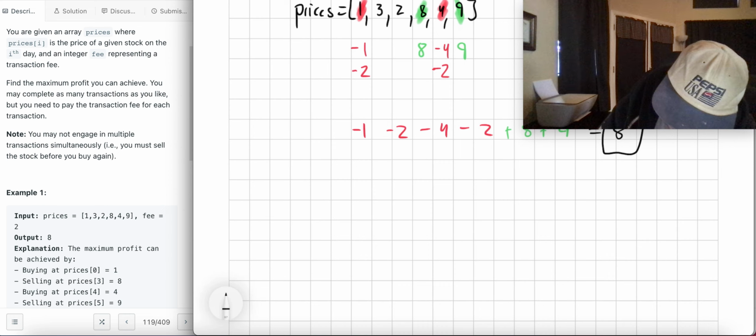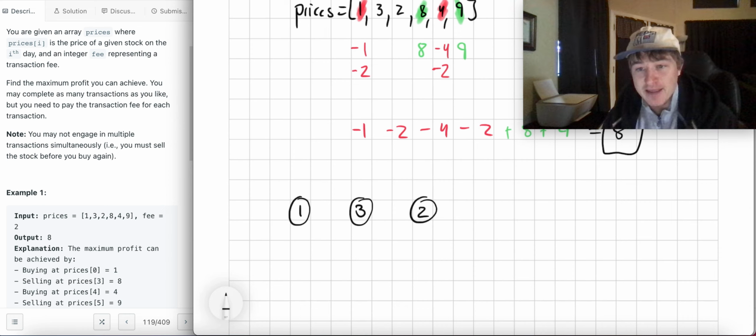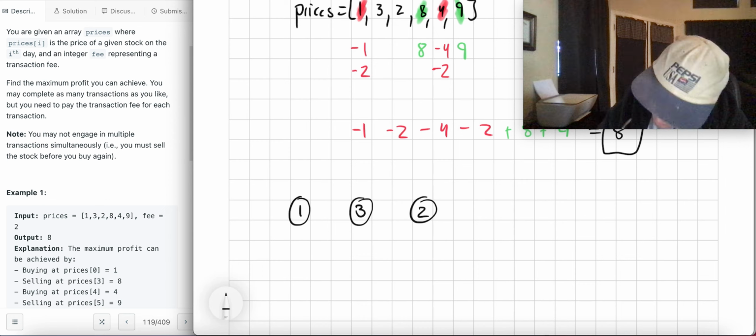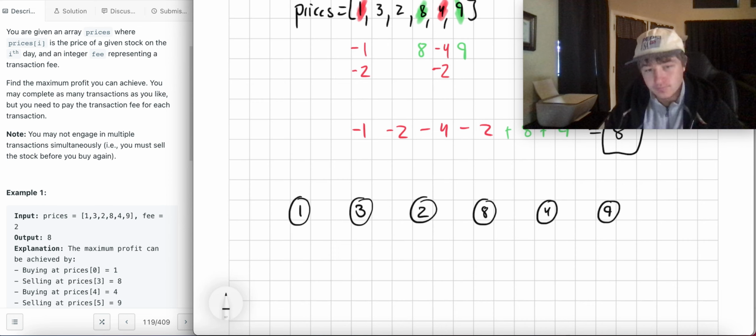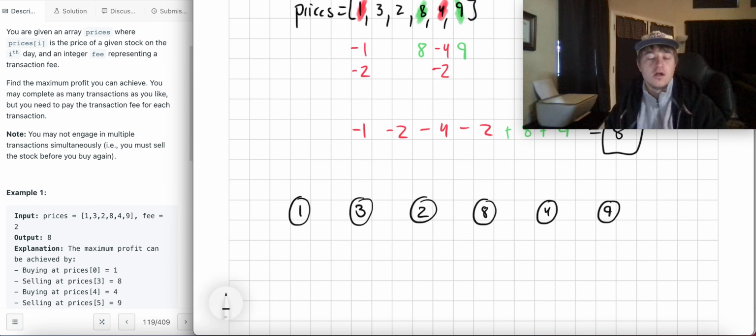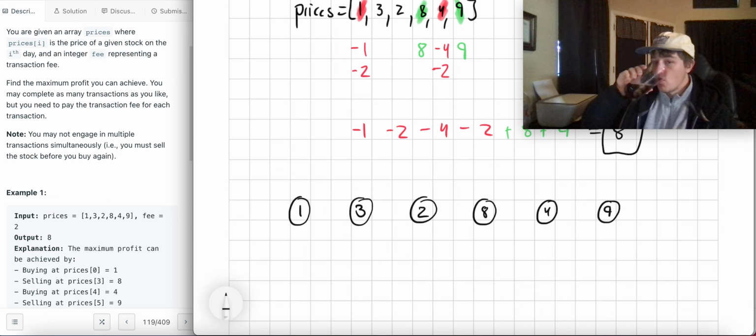So let's draw this graph. I'm just giving each day its own node, and then the price on that day as the value of the node. 8, a 4, a 9. Okay, so this is where the biggest leap of faith has to come. So I need to think about how I'm going to describe this so it's not confusing.